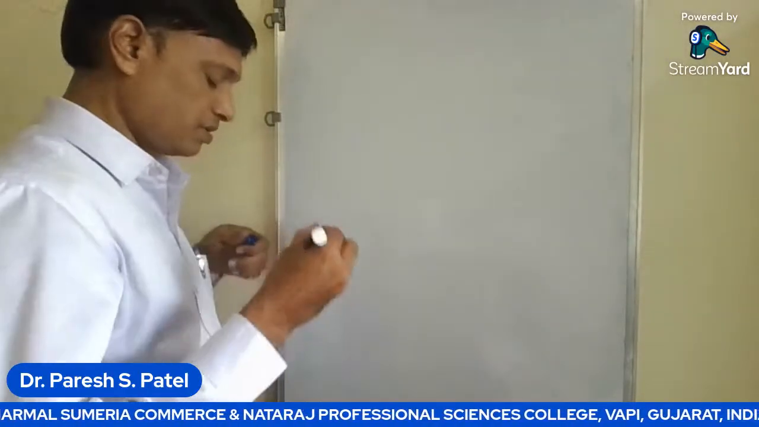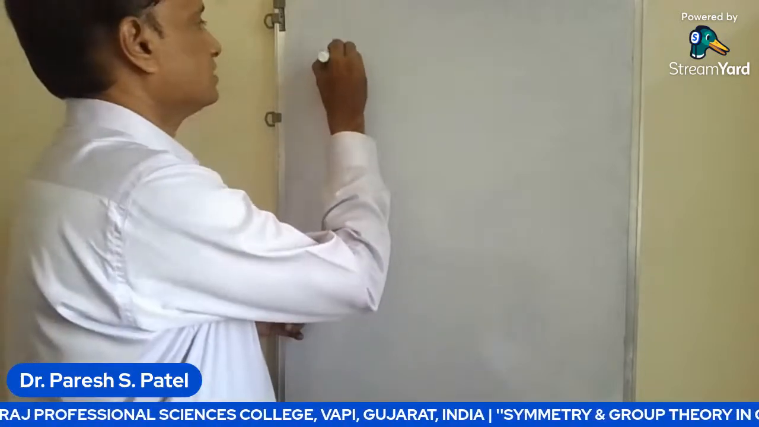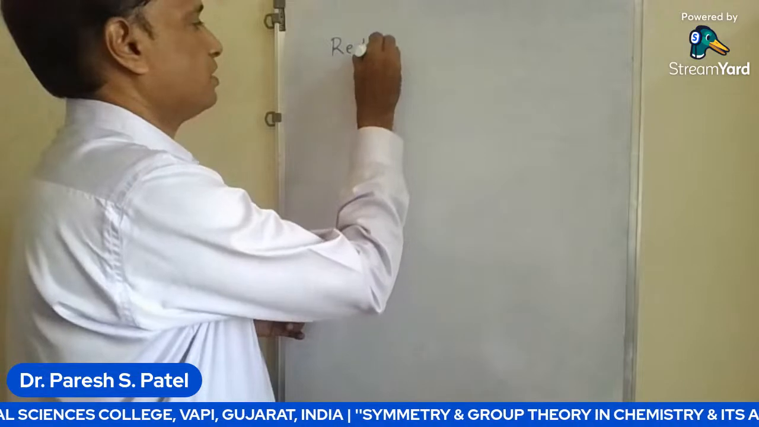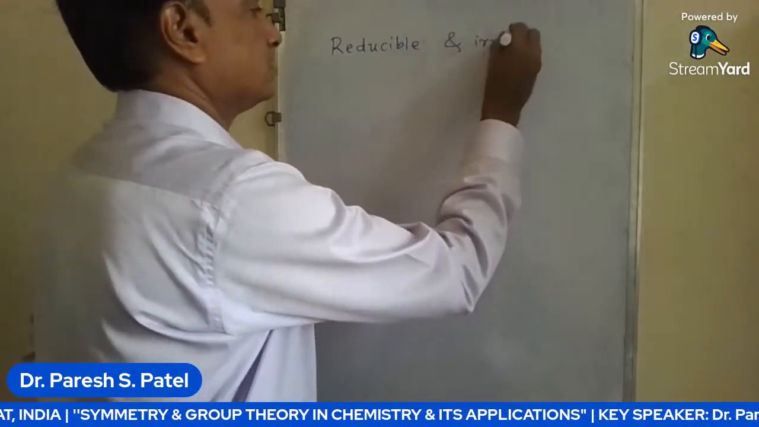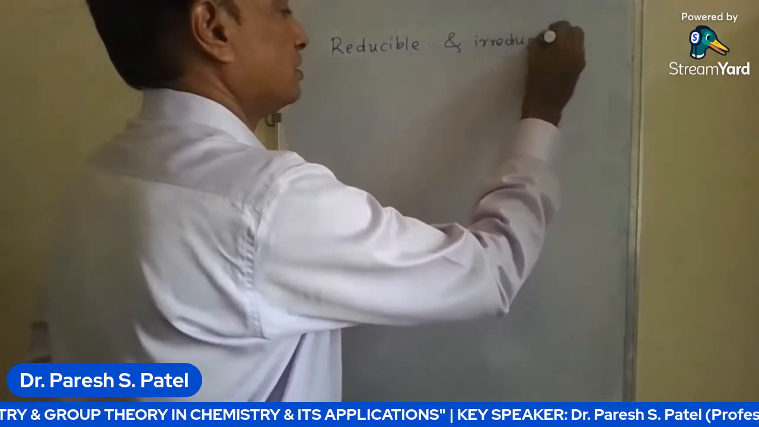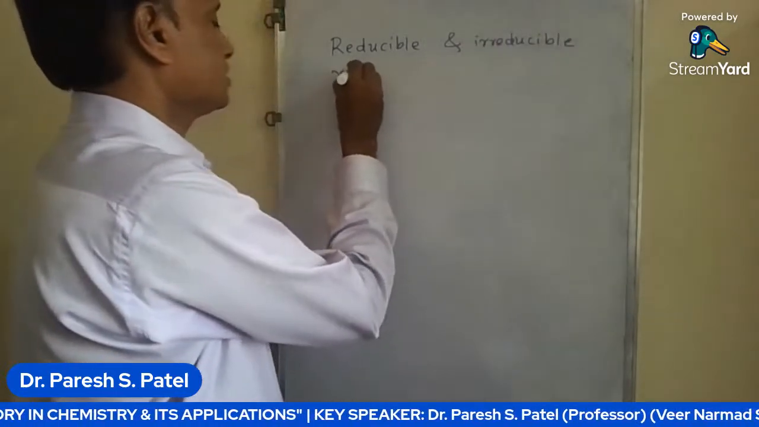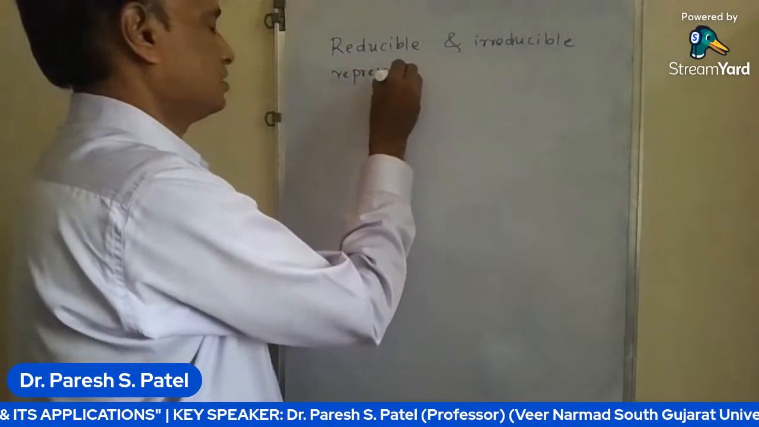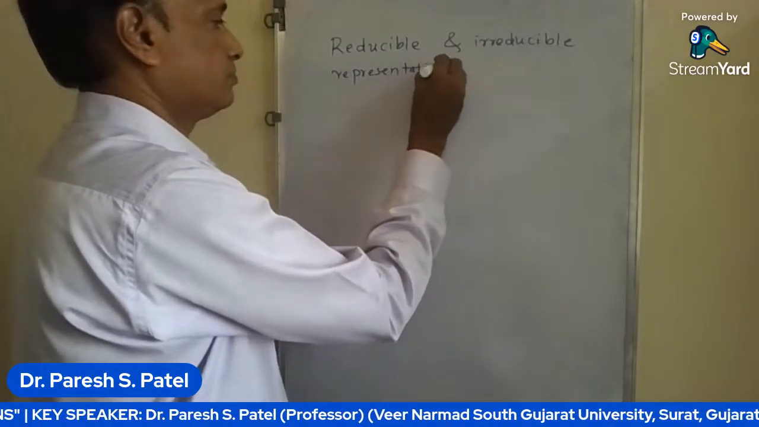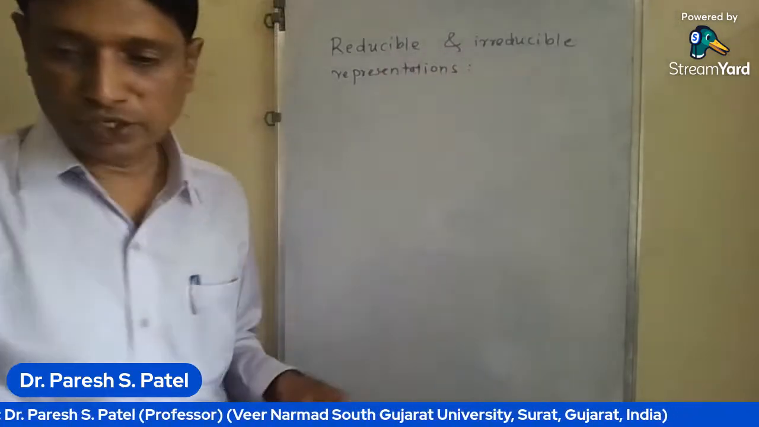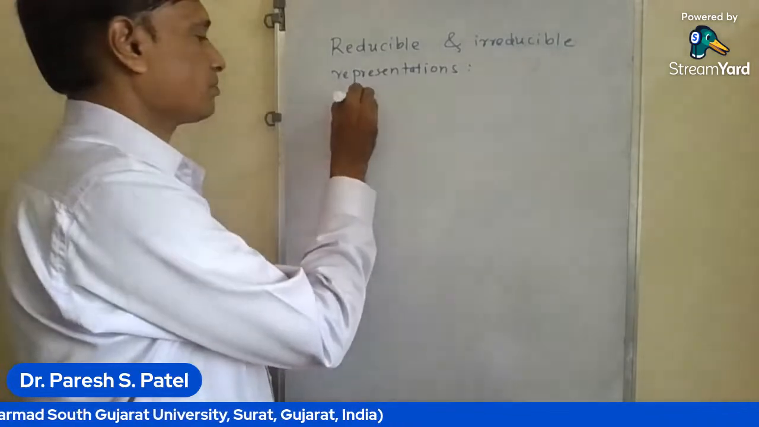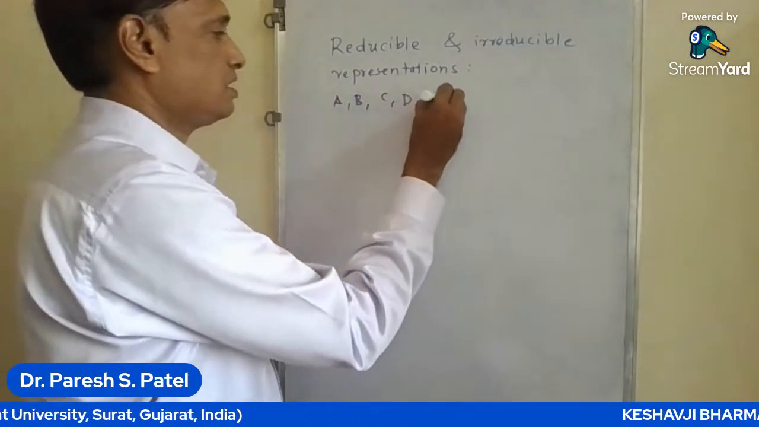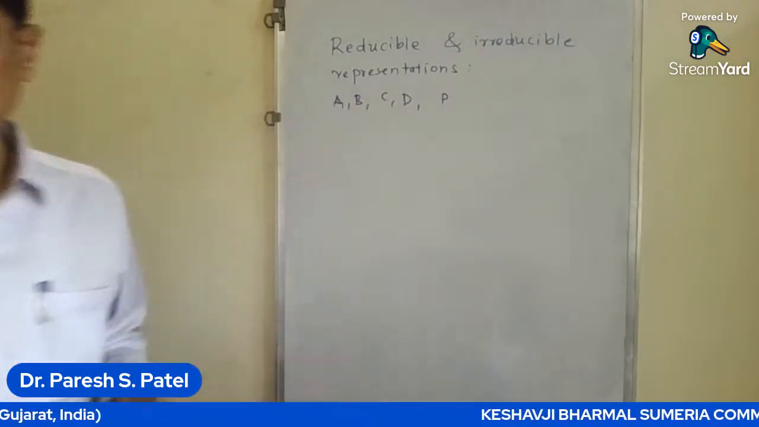Now we're going for the most important title of our exams, and that is reducible and irreducible representations. Reducible and irreducible representation. Let A, B, C, D, P.